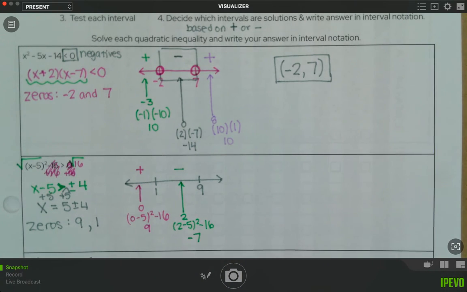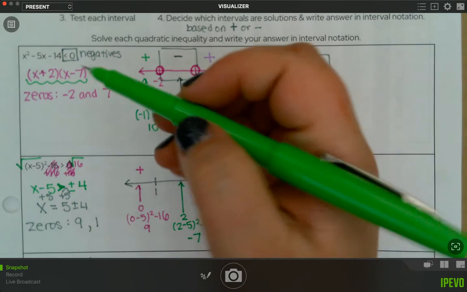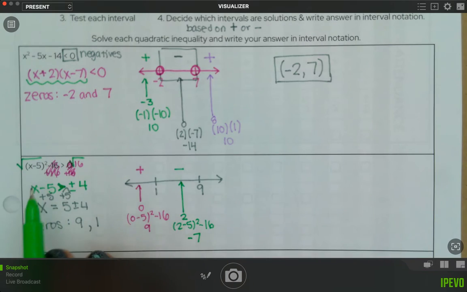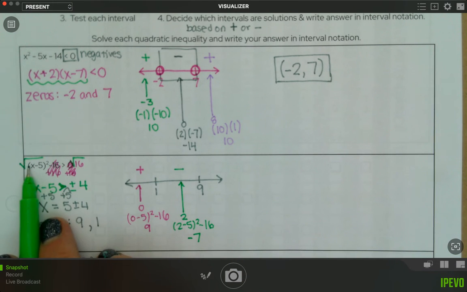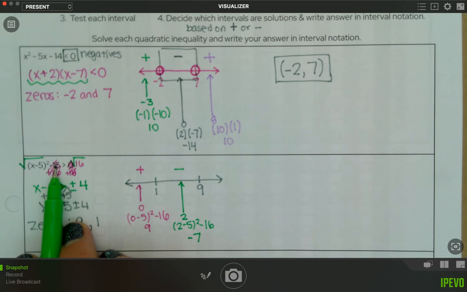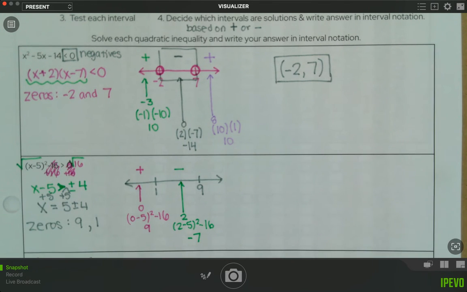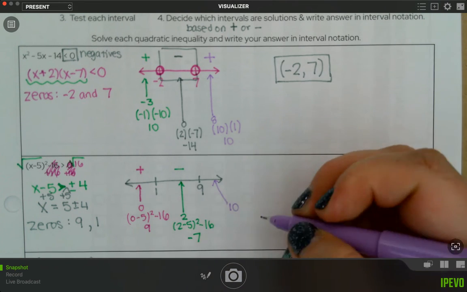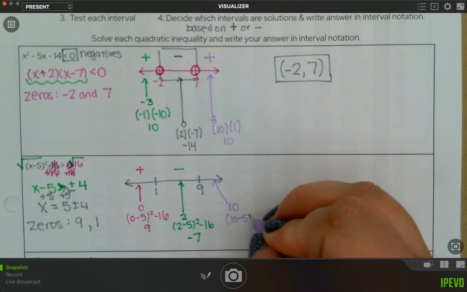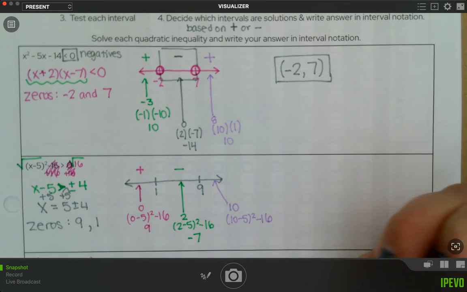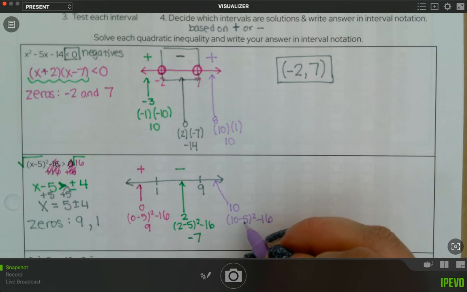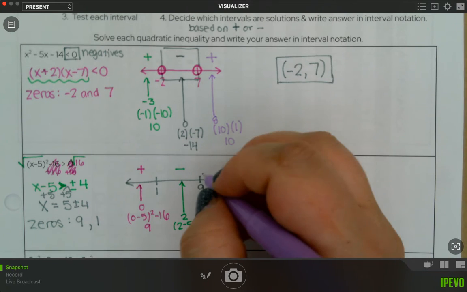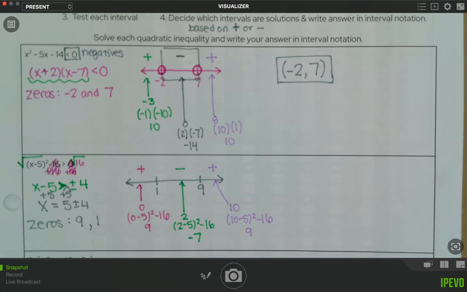And I'm going to kind of repeat this because I have a feeling some people might be getting confused. I don't have the factors like I did up here. So instead, I just have to plug it back into what was the original equation. x minus 5 squared minus 16. So it's actually a lot easier if it's in factored form. And then I need a number bigger than 9. I'm just going to go with 10. So I have 10 minus 5 squared minus 16. 10 minus 5 is 5. 5 squared is 25. 25 minus 16 is 9, which is positive.